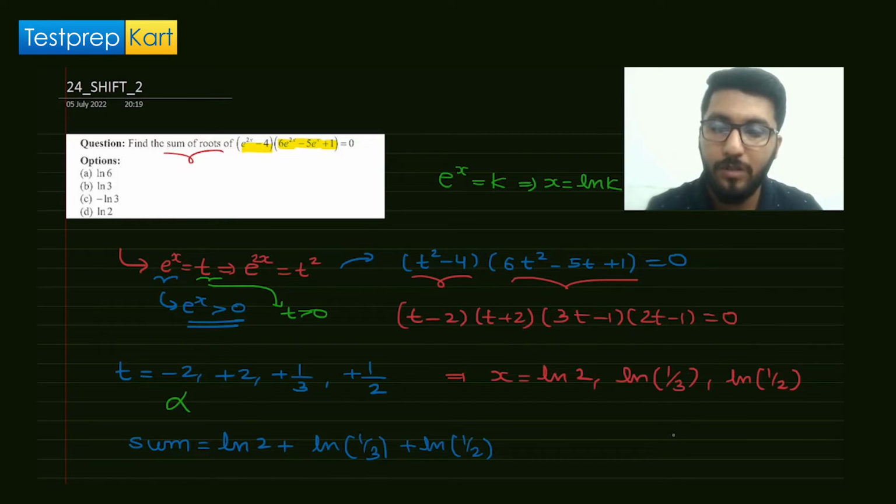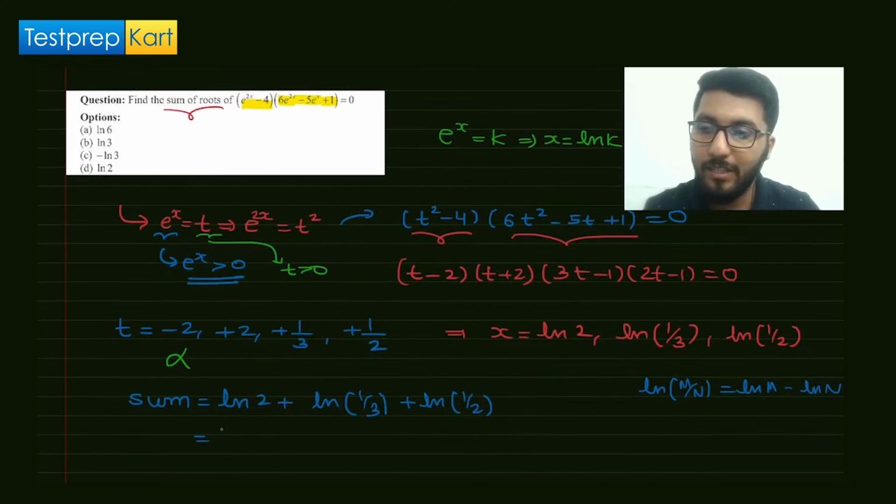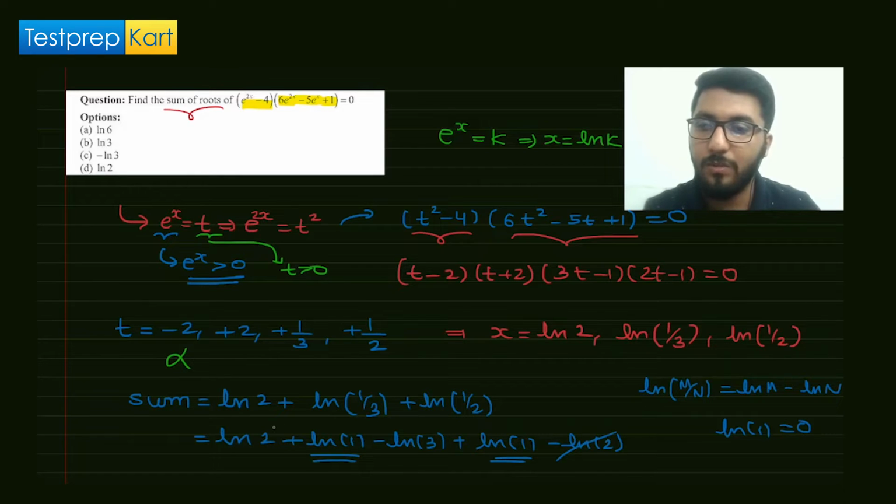Now one thing you need to remember is that ln m by n is equal to ln m minus ln n. So I can write ln 2 plus ln 1 minus ln 3 and plus ln 1 minus ln 2. We know that ln of 1 is 0, so these two terms are 0, ln 2 and ln 2 cancel out, and the answer we get is minus ln 3. So the correct option is option C. So you can see a very basic question, right?